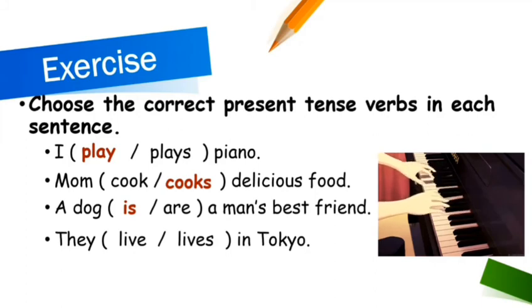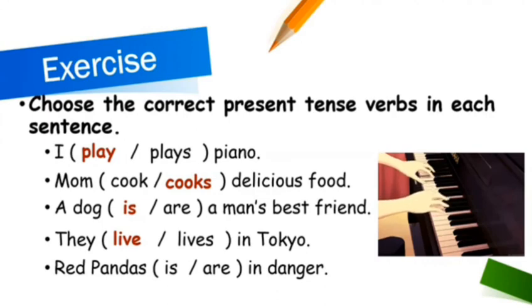They, the options given to you are live or lives, in Tokyo. Remember the rule of present tense with words I, you, we and they. We do not make any changes to the verb. We use the verb as it is. So what are we going to use here? Which verb will we use? Yes, we will use live. They live in Tokyo.